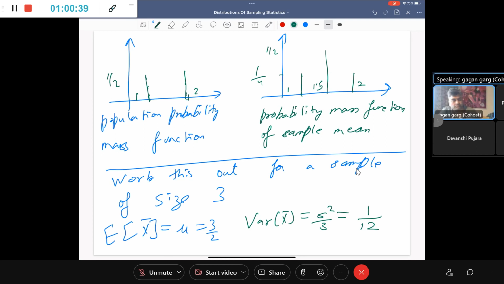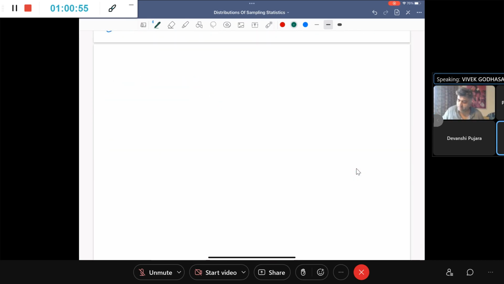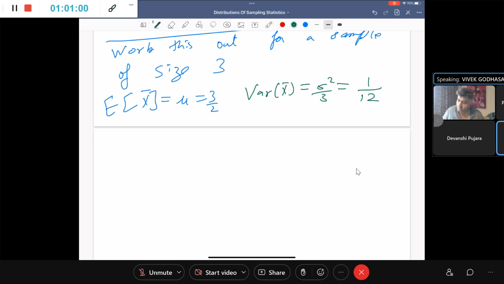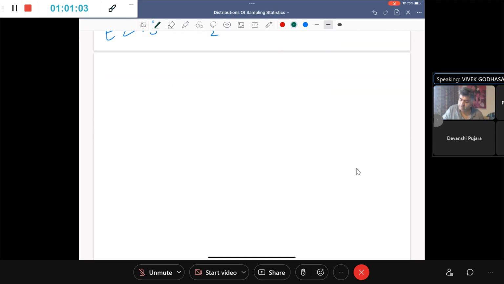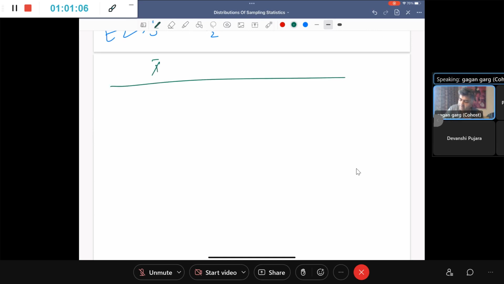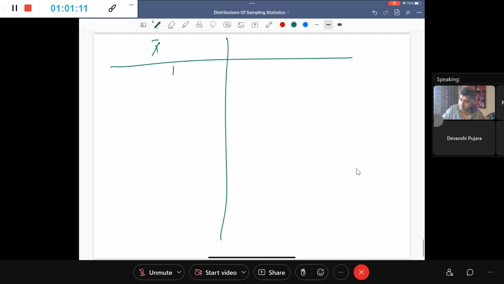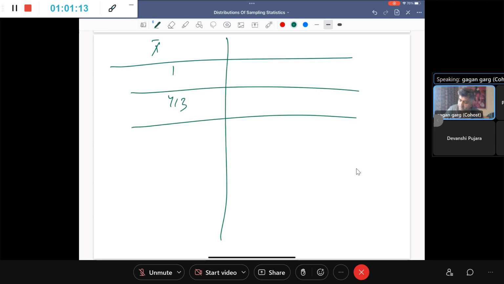Yes, sir. How did you compute x bar? By sum and divide by 3. So, what are the possible values? 8 possible values. 1, 2, 4 by 3, and 5 by 3. Okay. So, the possible values of x bar are 1, 4/3, 5/3, and 2. Okay. And what are the probabilities?